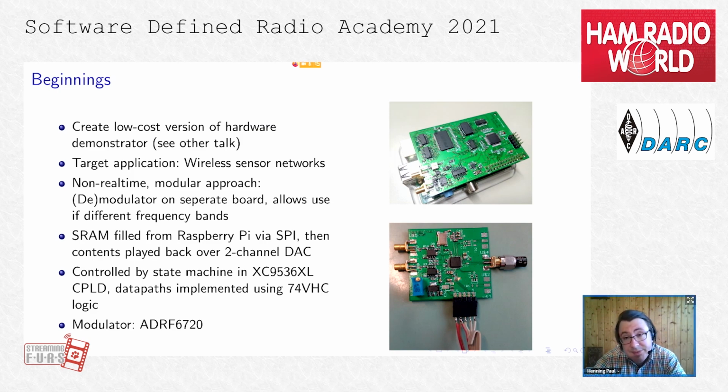This was a non-real-time system, as I already mentioned. That means you would fill the FIFO from the Raspberry Pi using SPI, and you would have the static RAM on this board that would be filled over SPI, and then we would write out the memory contents over a digital to analog converter, and then output the signal on these two SMB jacks, and then feed this signal into the modulator board, which looks like this.